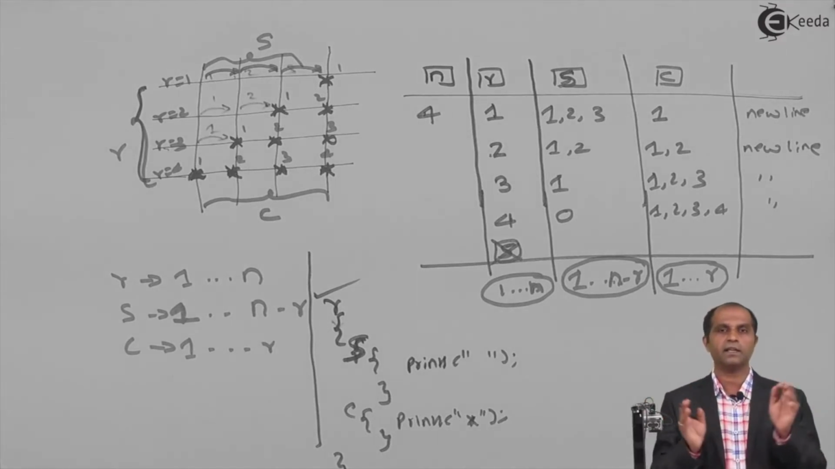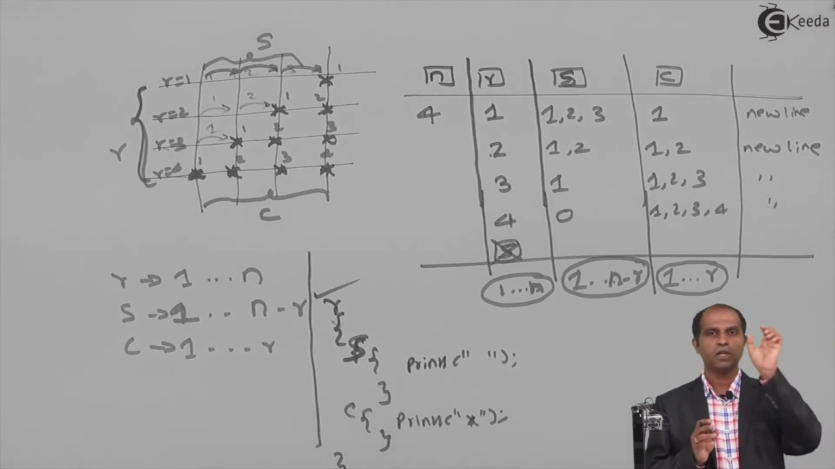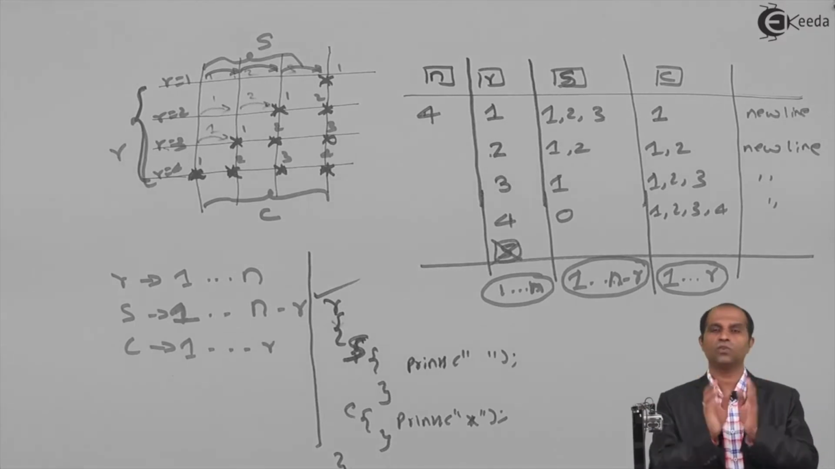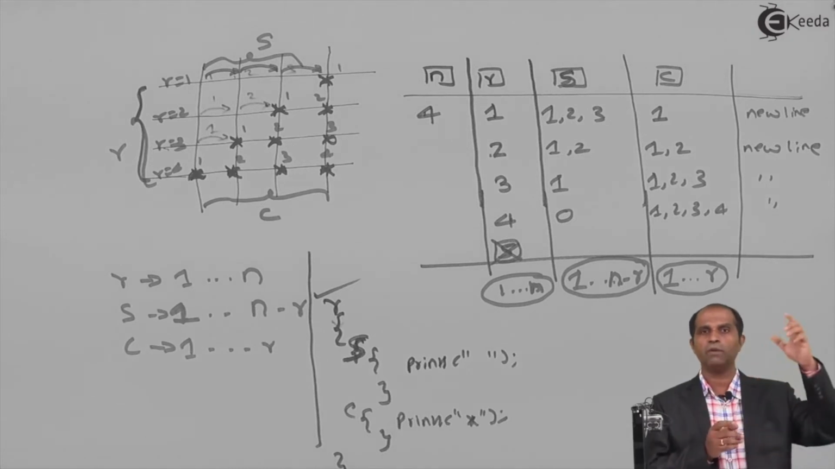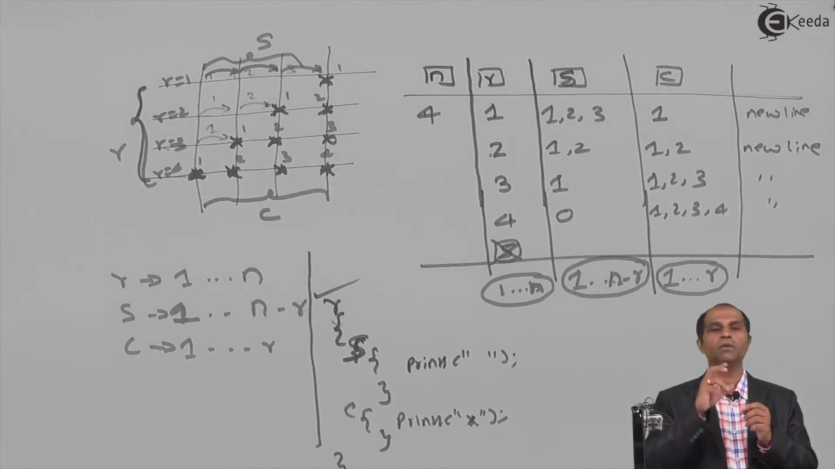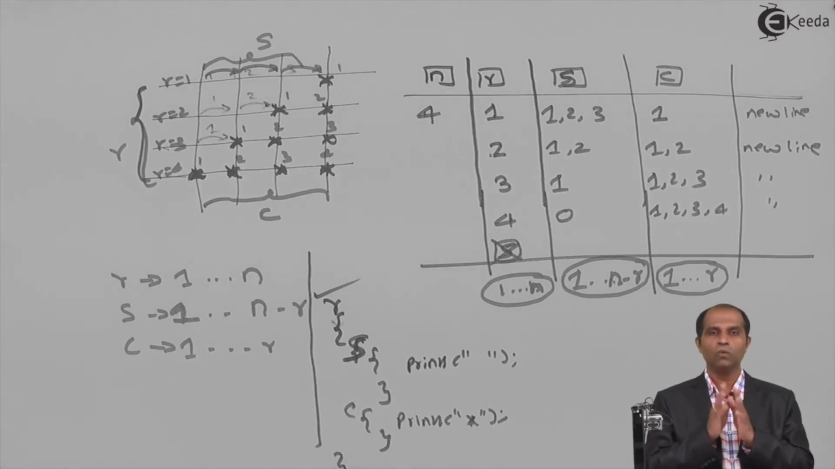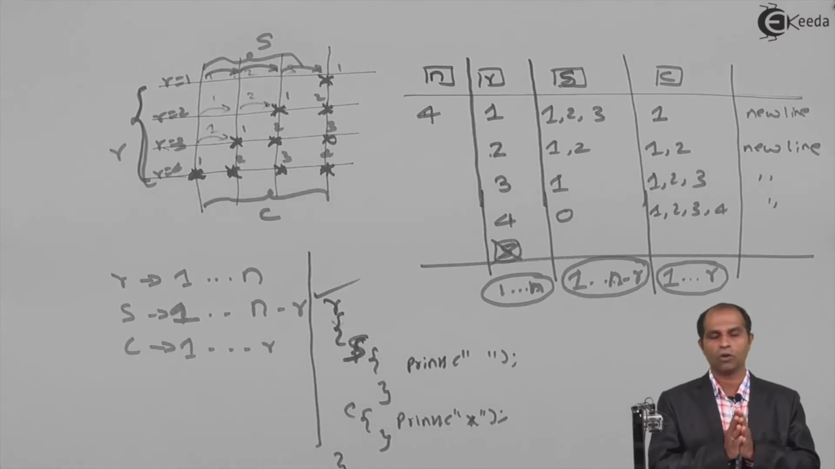This is a right aligned right angle triangle where n is the number of rows, and R, S, C are the loop variables. R is going to go from 1 to n, S is going to go from 1 to n minus r, C is going to go from 1 to r. So how are these loops going to be? R will be an outer loop, S and C will be the inner loops. S will be a loop which works prior to C, not along with C. Hence S and C will be two independent loops, but they are inside this particular R loop itself.